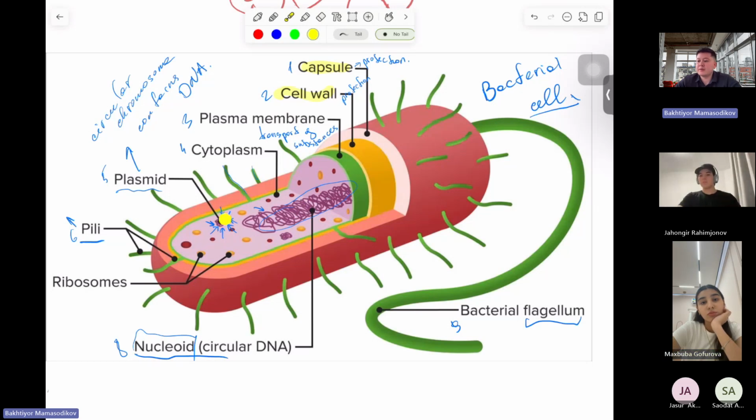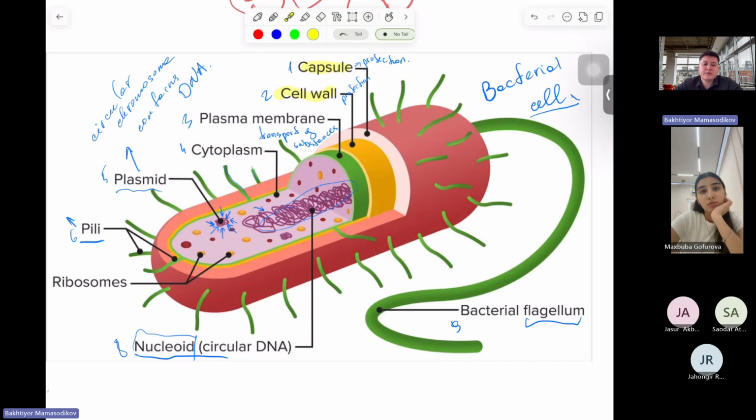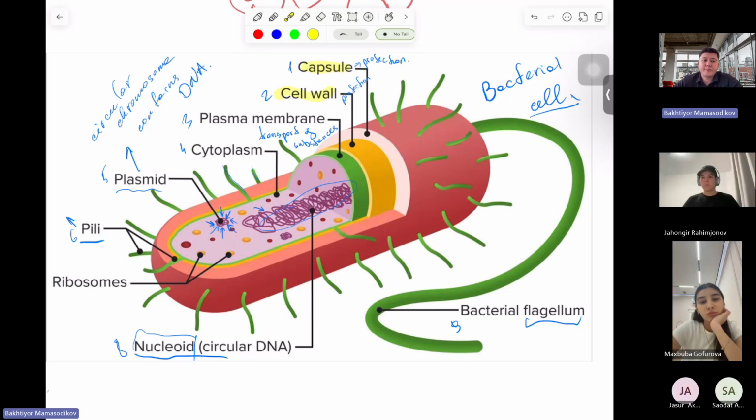So what is plasmid then? Plasmids are extra small circular DNAs. What are they going to do? They're going to have antibiotic resistance genes. You know what's antibiotic resistance? To defend from antibiotics. They have useful genes, of course, for the antibiotic resistance.